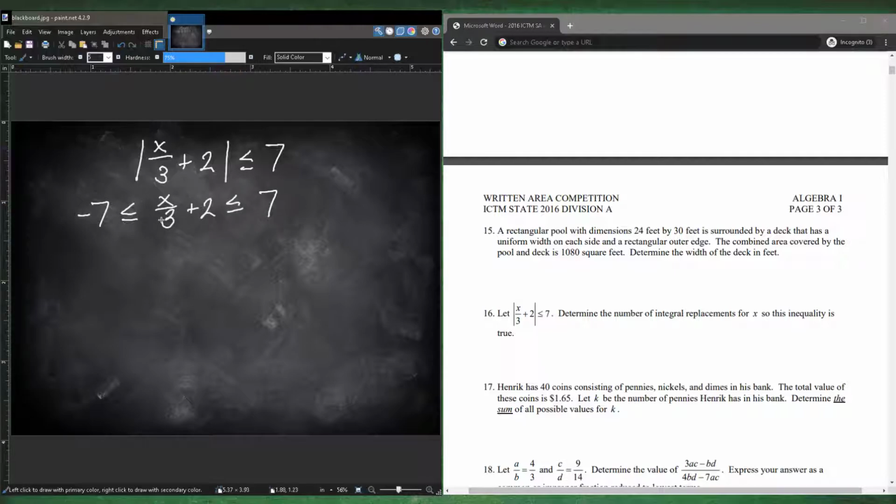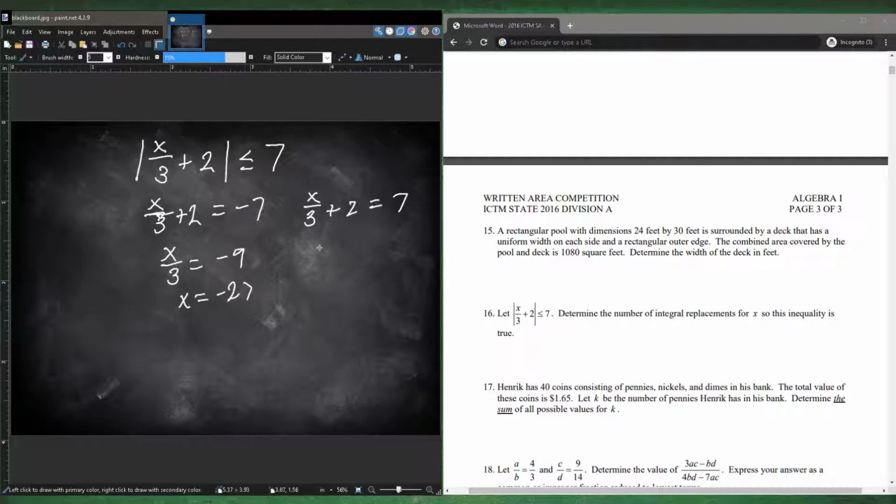So basically, by this idea, all you have to do is set it equal to 7 so you can find the upper and lower bound. So x over 3 plus 2 equals negative 7, and x over 3 plus 2 is equal to 7, because it goes from negative 7 to 7. So that means x over 3 equals negative 9. That means x equals negative 27. So x over 3 here will equal 5, and x equals 15. So we could go from negative 27 to 15.